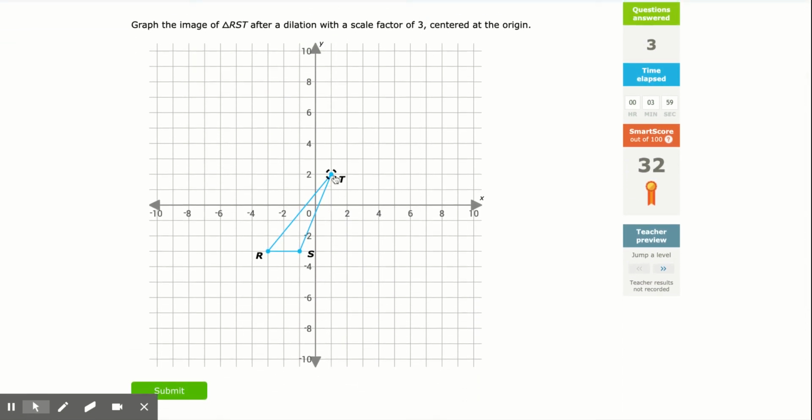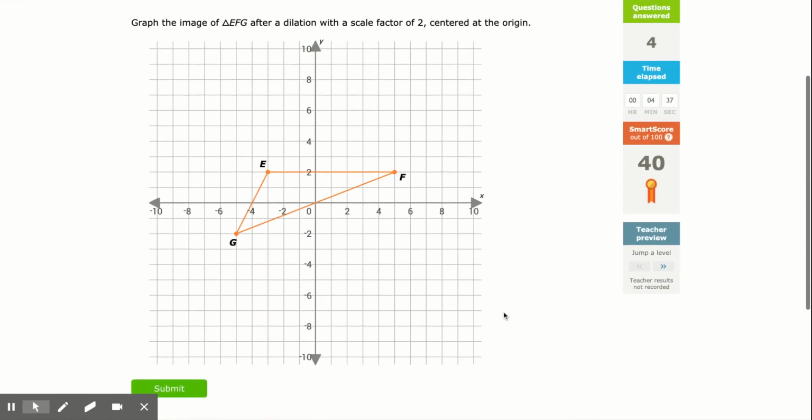Again, 3 times as big. So my X is going to be 3 times as big, and my Y is going to be 3 times as big. X was 1, so I went out to 3. Y was 2, so I went out to 6. Again, 3 times -1 will be -3, and 3 times -3 will be -9. I'm way down here. And then this one, it's going to be 3 times as far out as -3, so it's going to be out to -9 as well. And again, hopefully you can see that that's just an increase in size about the origin.